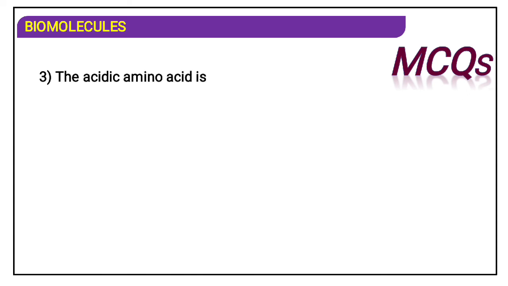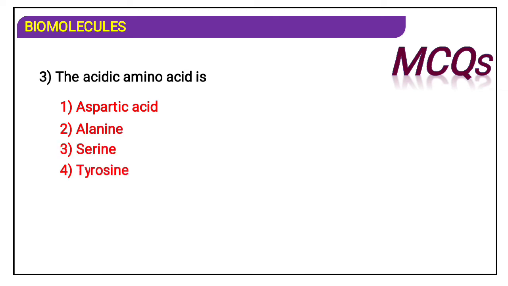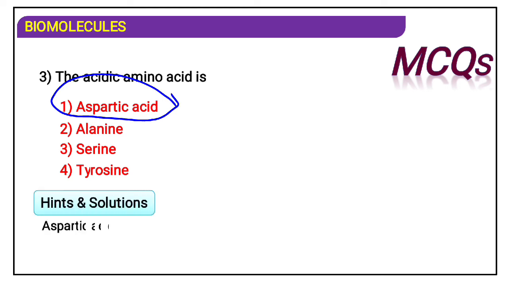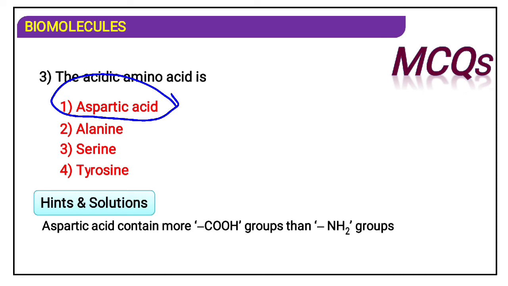And the next, I already mentioned, is acidic amino acid. Acidic amino acids are the amino acids containing more COOH groups. Such amino acids are called acidic amino acids. Aspartic acid belongs to the acidic amino acids because it contains more COOH groups when compared to the NH2 groups.